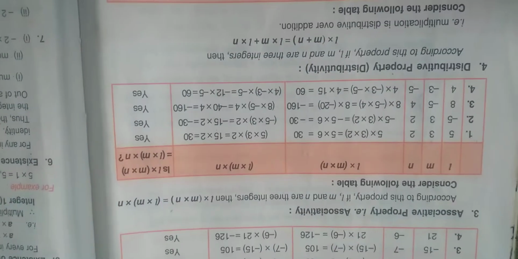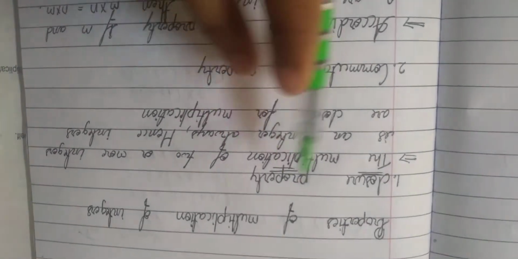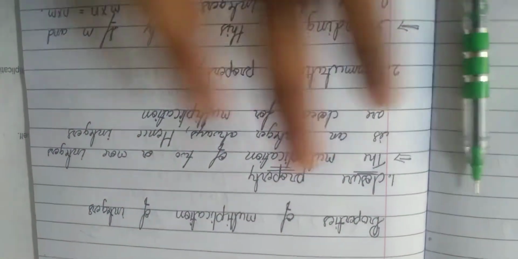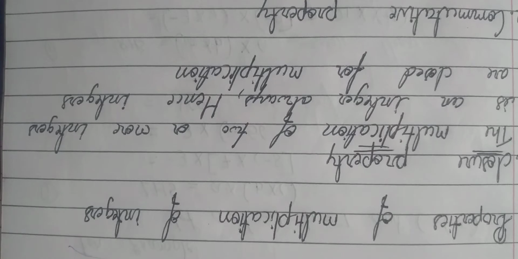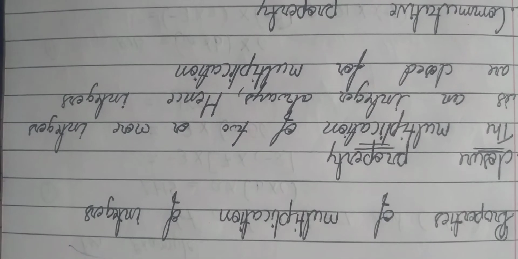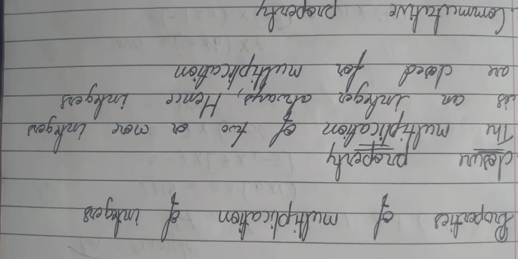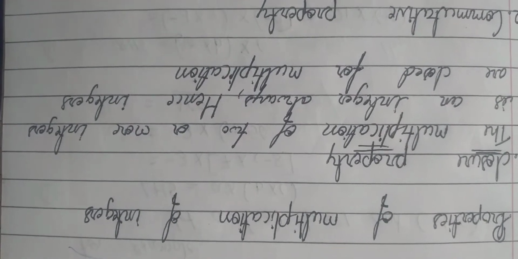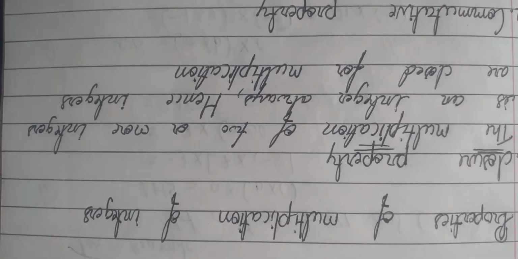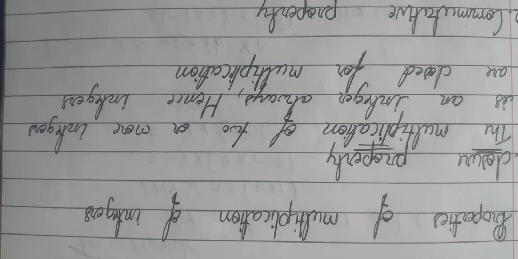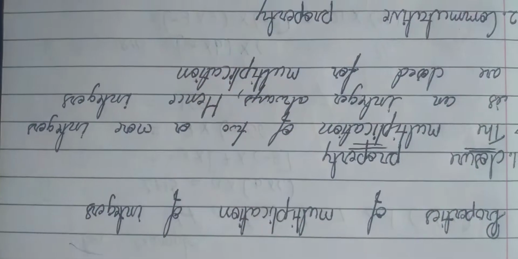The closure property, commutative property, associative property and distributive property. All these things are there in your textbook. Here you can see the closure property: the multiplication of two integers is always an integer, hence integers are closed for multiplication.